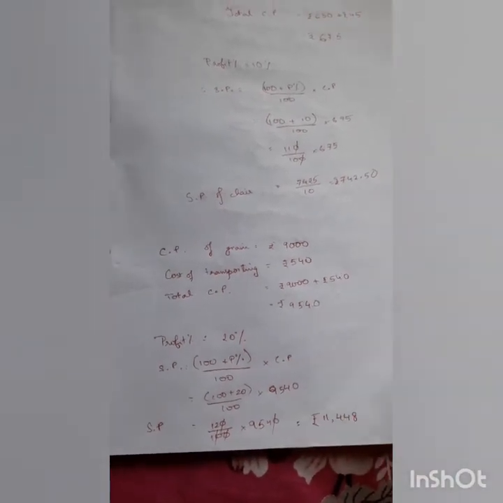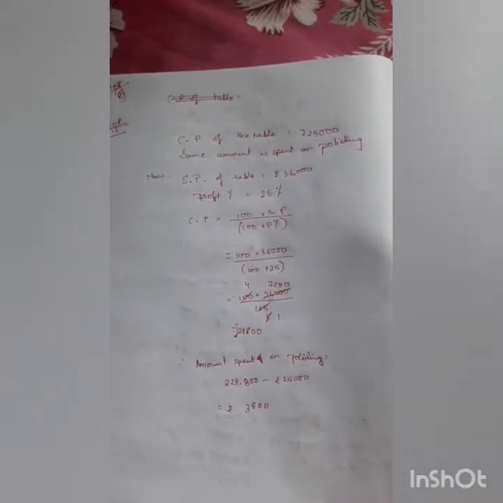In question number 11, CP of the grains is given as rupees 9,000. There was a cost of transporting, just like the previous sum. There was a cost of overhead expenses, which is rupees 540. So total CP now became 9,000 plus 540, which equals 9540. Now profit percentage is 20%. So from this CP and profit percentage, I will find out the SP. It is a similar sum to sum number 9: (100 plus profit percent) by 100 into CP. After calculating, I have got SP as 11,448.